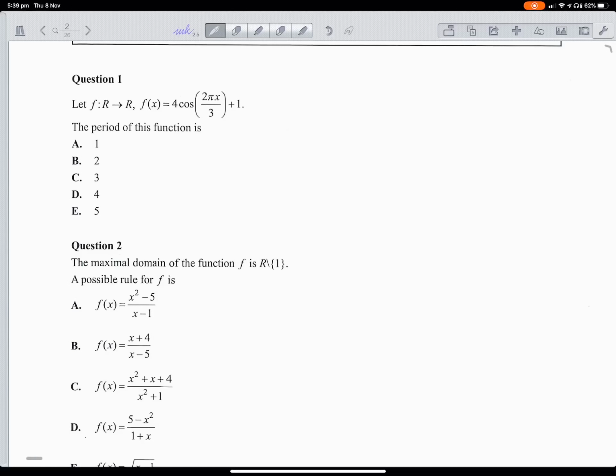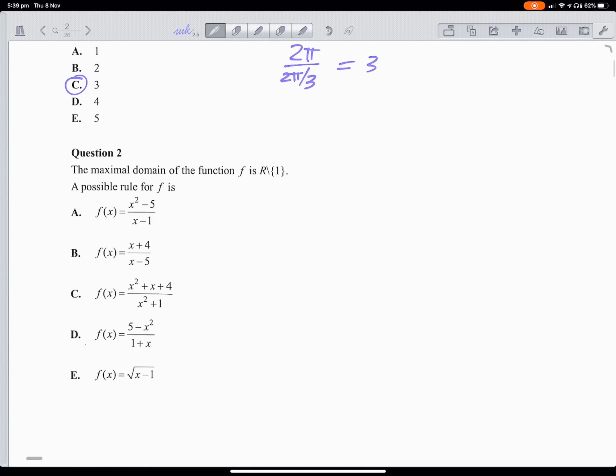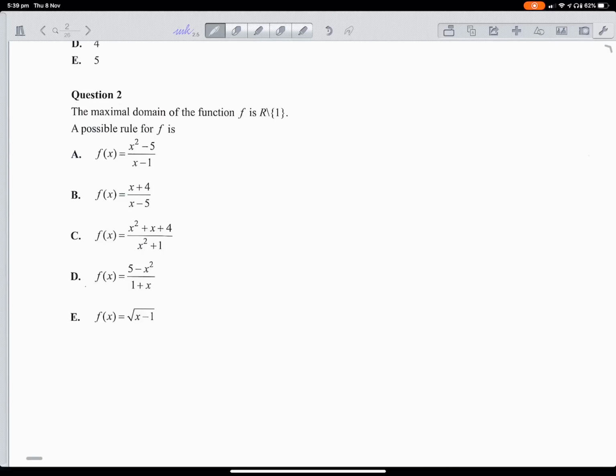But anyway, okay, first one, period of a function, it's cos, so it's going to be 2 pi on 2 pi on 3, which is just 3, so C. The maximal domain of this function is all real numbers except for 1. So when can it not equal 1? If I put 1 on the bottom of that, it's undefined. It's going to be defined for everything else, so it's going to be A.